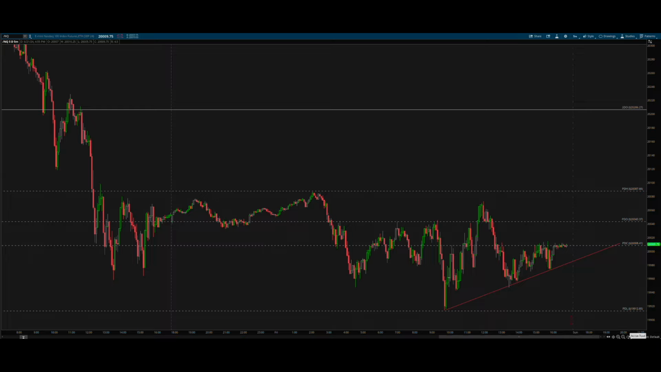So in terms of support, where do we think support is likely to land? I think we are going to see support right down in here.